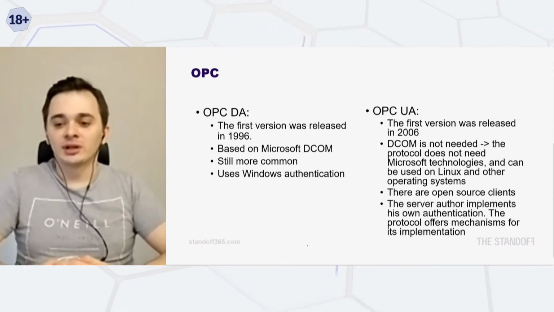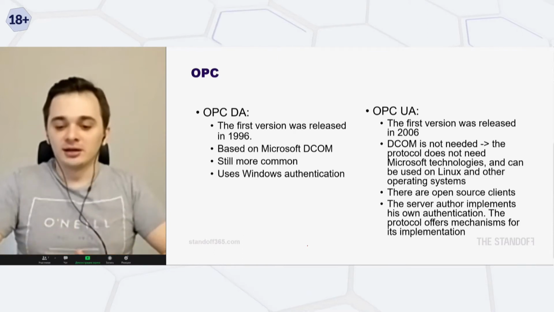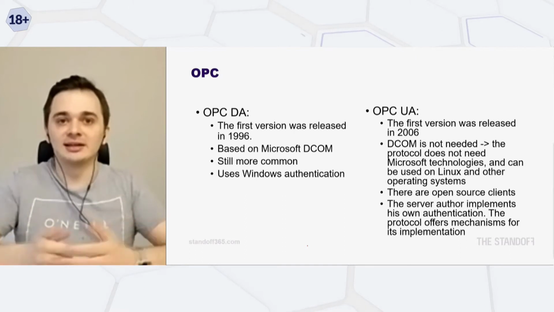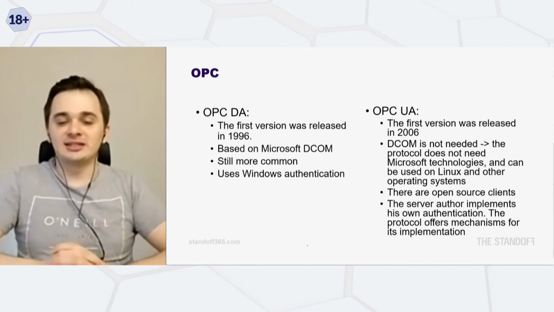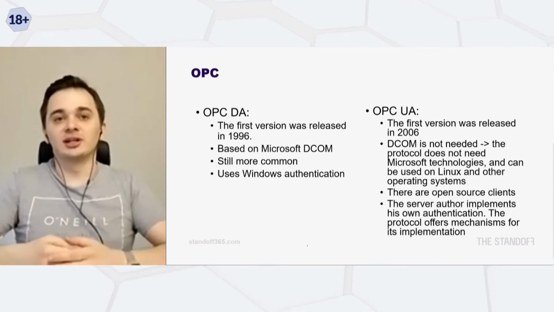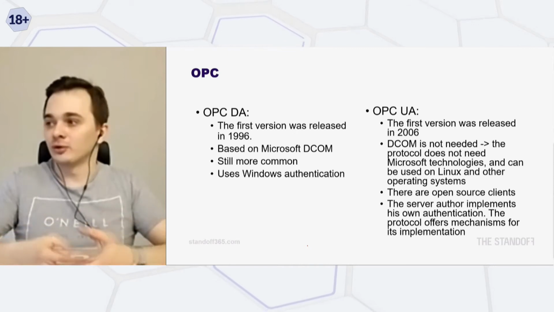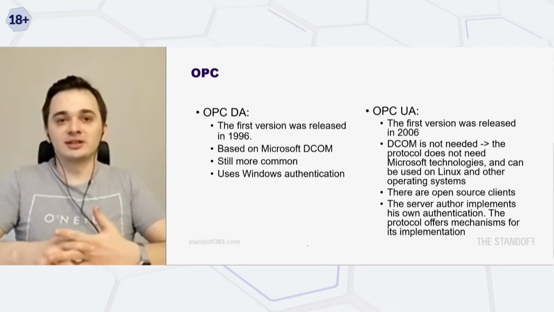OPC-UA is a newer version of the protocol. It was released in 2006. Well, actually, it's not even a new version. It's a rethink. It's a new ideology of the protocol. DCOM is no longer needed. The protocol doesn't need that technology.